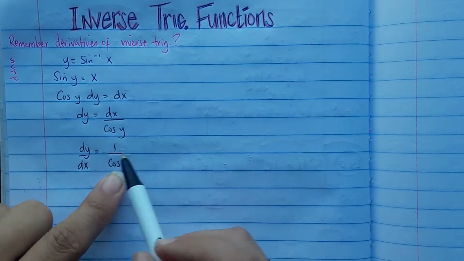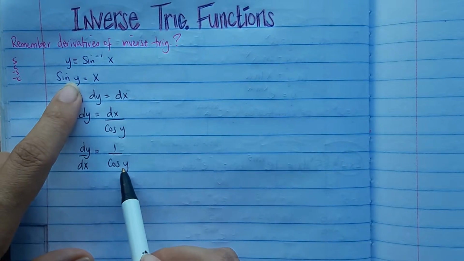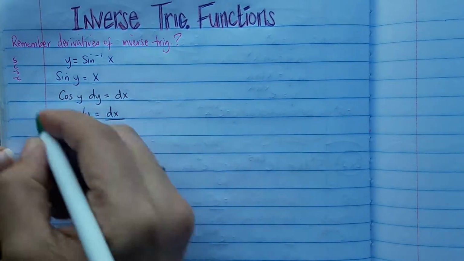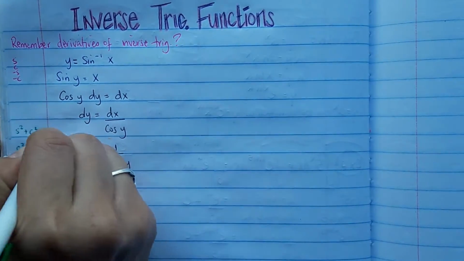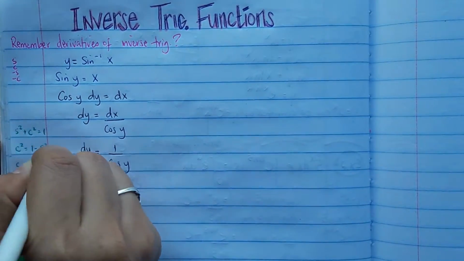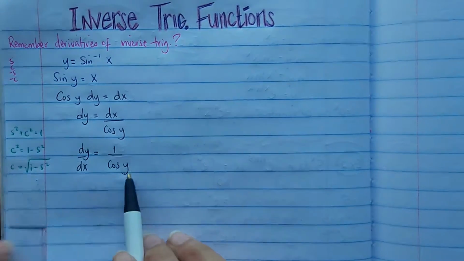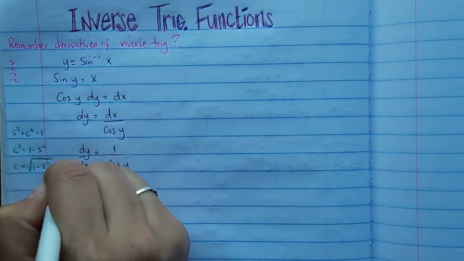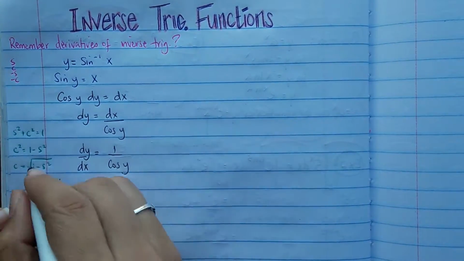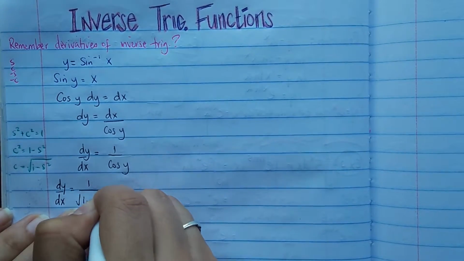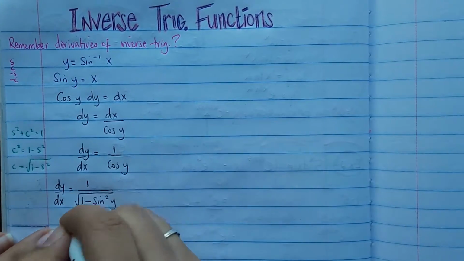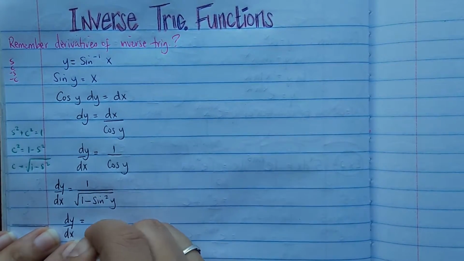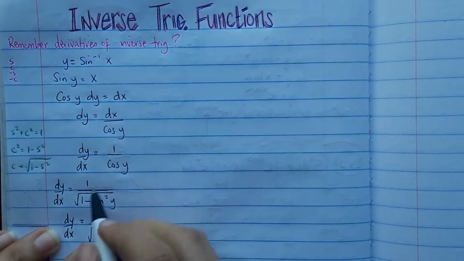Now that I have it in terms of cosine, think, what do you need? What formula do you know? What trig identity do you know with cosine and sine? Well, I know that sine squared plus cosine squared equals 1. So cosine squared equals 1 minus sine squared, and then take the square root. So cosine is equal to the square root of 1 minus sine squared. So now we're going to replace cosine y with the square root of 1 minus sine squared. And remember, x is equal to sine y, so we can rewrite that further and say dy/dx is equal to 1 over the square root of 1 minus x squared.